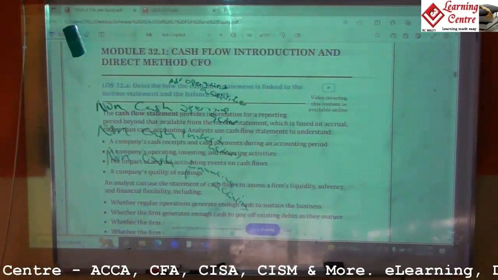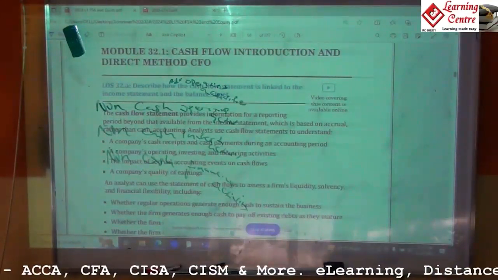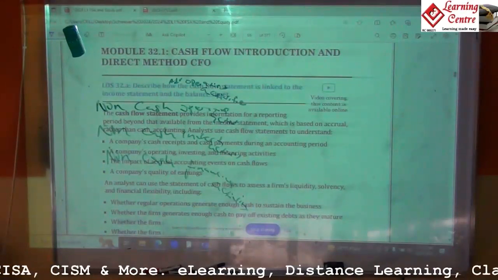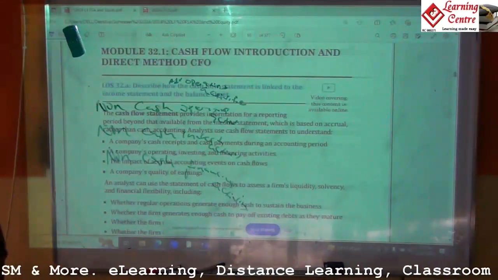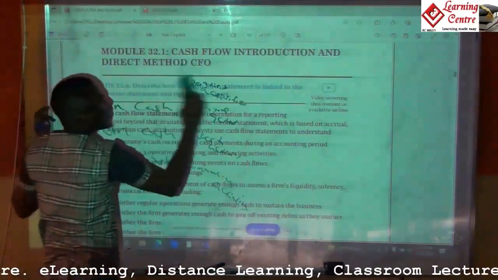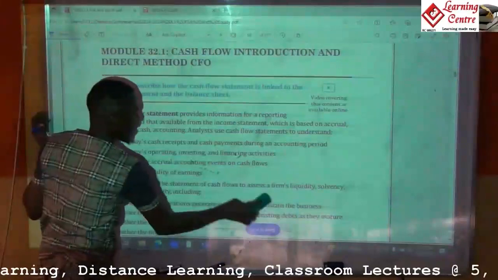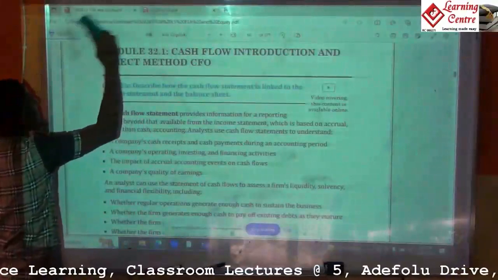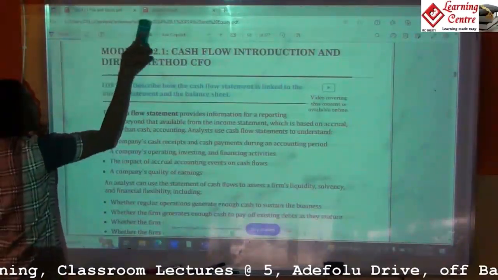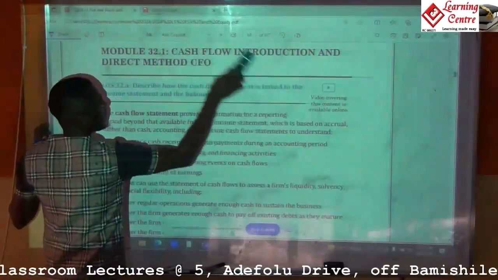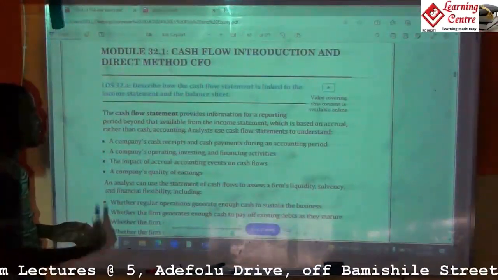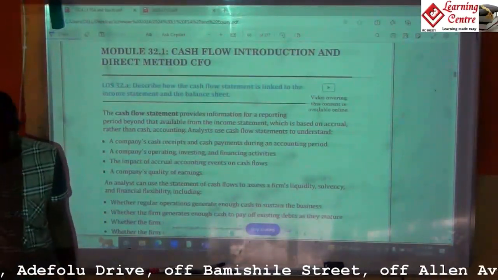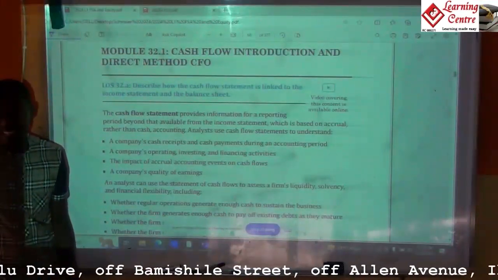Are we fine? Okay, so let's see. How do we calculate direct and indirect cash flow? How do you recognize direct and indirect cash flow?